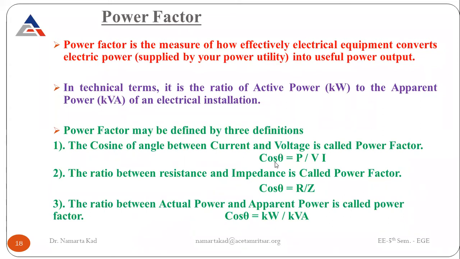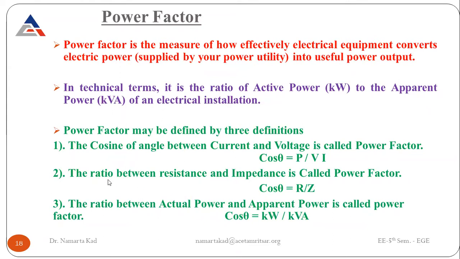So it is given by cos theta. Cos theta is equal to P divided by VI, because we know that the active power P is equal to VI cos theta, so cos theta comes out to be P divided by VI. This becomes our first formula for the power factor. Or simply, if theta is known, you take the cosine of that angle and the power factor is calculated. Suppose theta is 60 degrees or 70 degrees, take the cosine of that angle and you know the power factor.